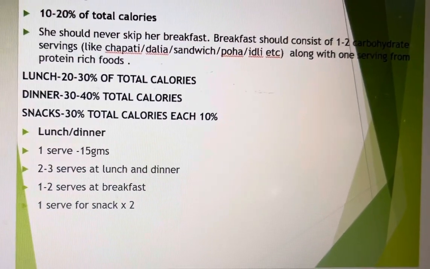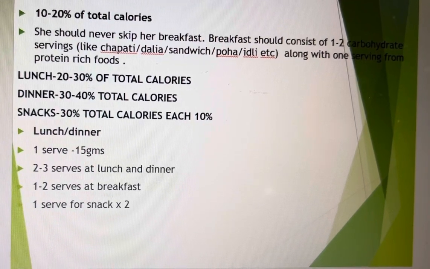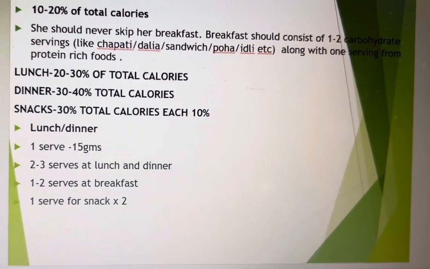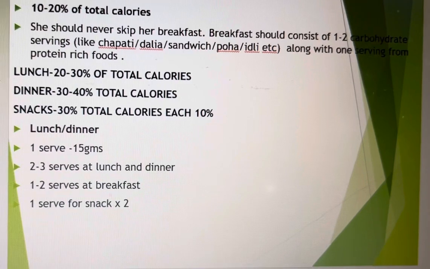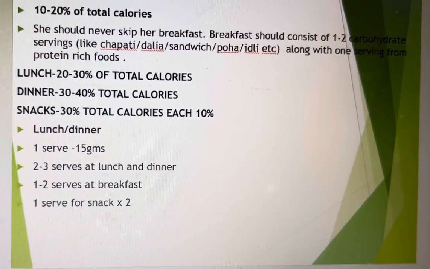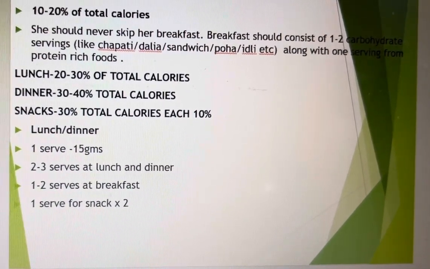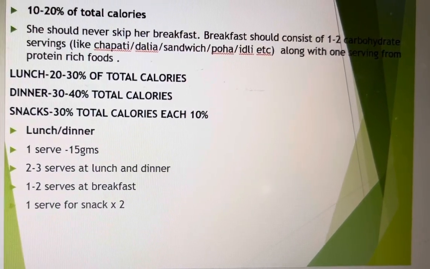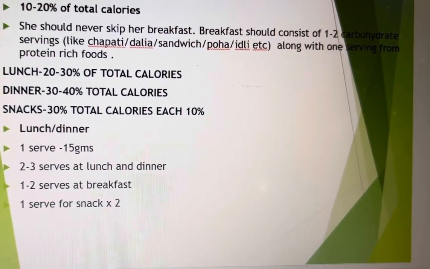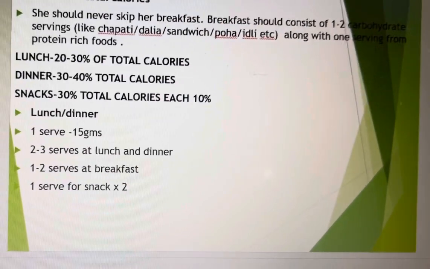For lunch and dinner, we should take 20 to 30% or 30 to 40%, and 2 to 3 servings we should take in lunch or dinner, and one serve is made of 15 grams, that is around 45 grams we are taking at lunch and dinner, and 1 to 2 serves at breakfast and 1 serve for snacks.